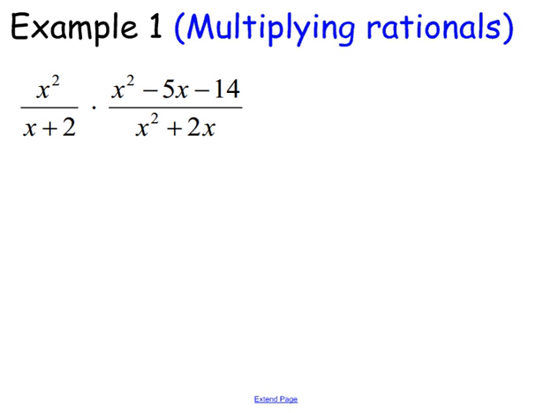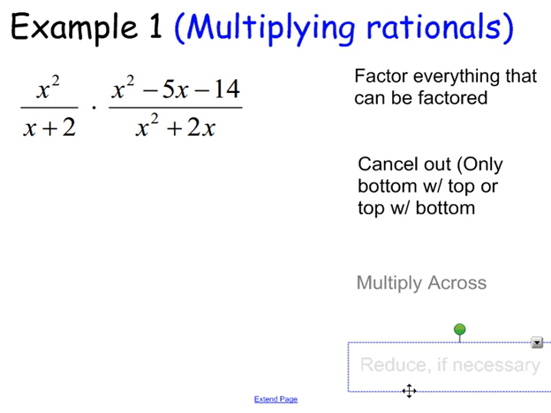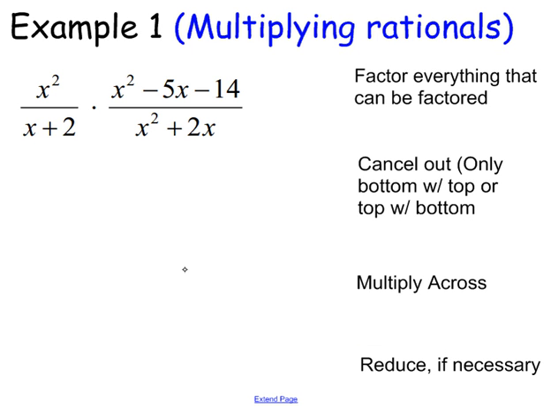All right, so let's get to the point. Multiplying rationals. So we have x squared over x plus 2 multiplied by x squared minus 5x minus 14 over x squared plus 2x. I'm going to give you some basic steps that we're going to follow. Here they are. I'm just going to write them so you can see them.